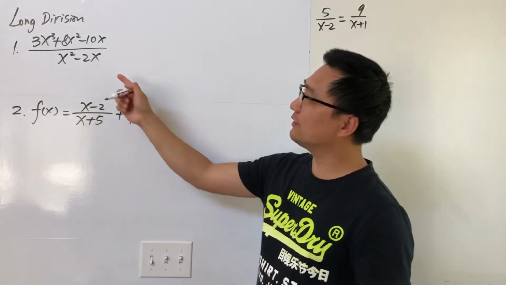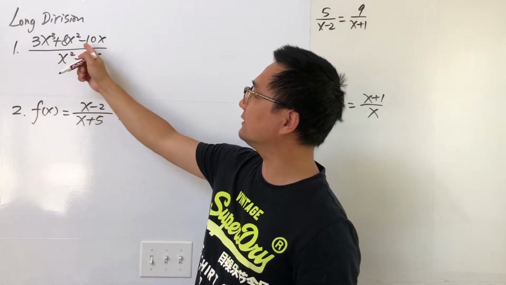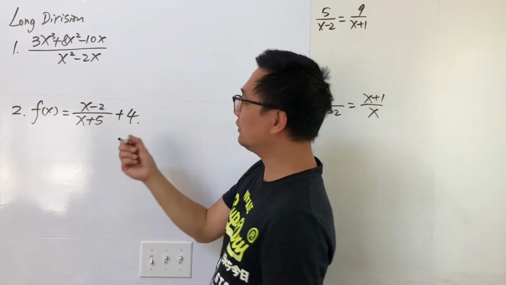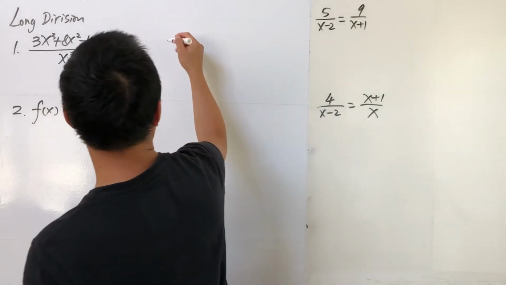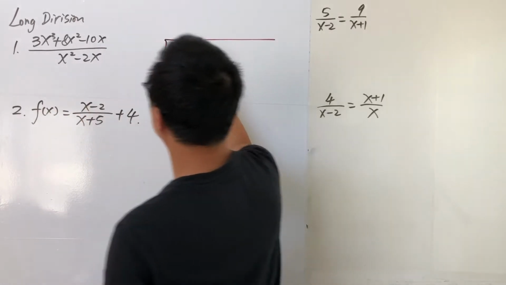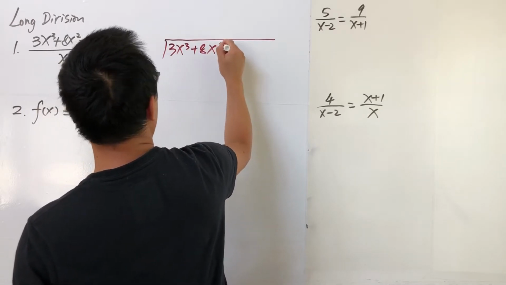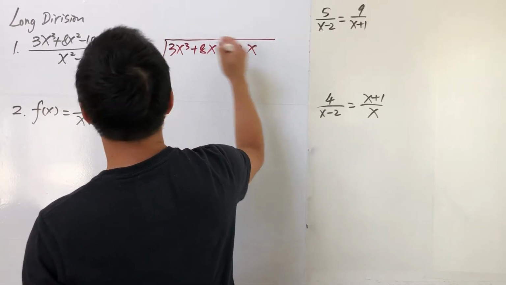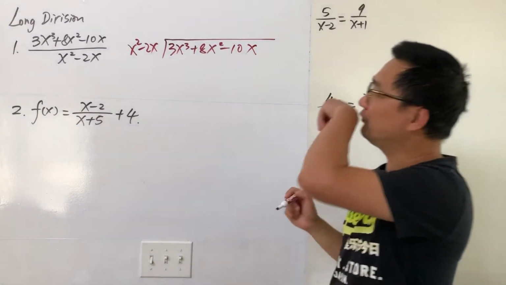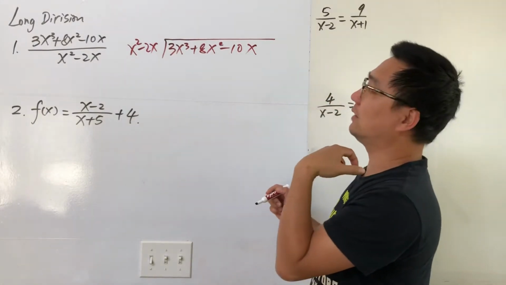Now, the long division is 3x cubed plus 8x squared minus 10x divided by x squared minus 2x. So long division, you have to do it this way, if you can remember long division. You write down 3x cubed plus 8x squared minus 10x divided by x squared minus 2x. Now, how do we finish the long division? You can check your notes, and also you can follow my direction right now.